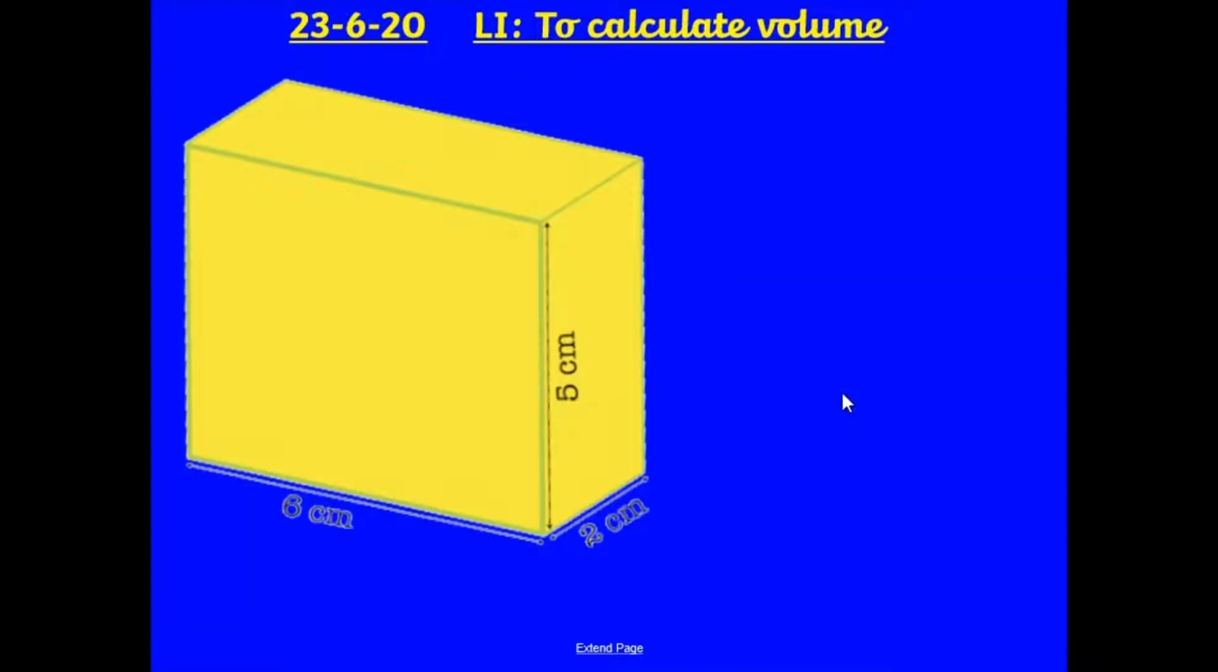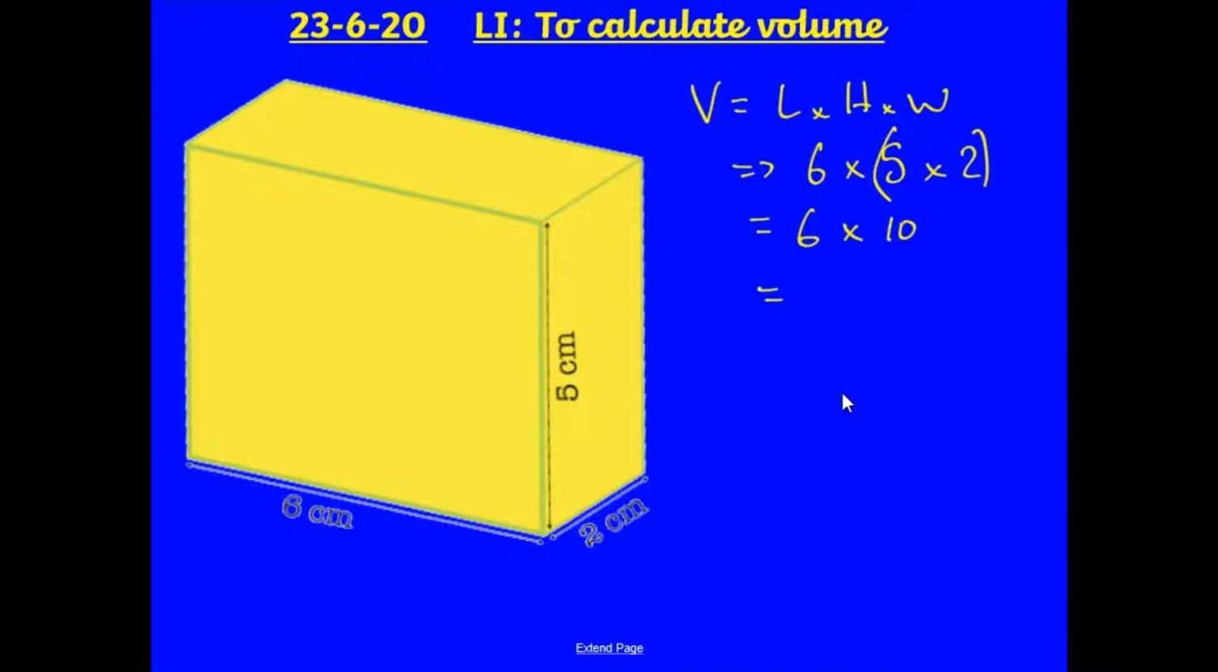Let's have a go at this again. Remember, you can pause the video at any point and have a go yourself. That's not a problem. So volume is equal to length times height times width, which in this case goes to 6 times 5 times 2. Well, the first thing I'm going to do here is 5 times 2, because that's going to make it straight into 10. Okay, so I'm going to do this bit first. So 5 times 2 is 10. 6 times 10 is equal to 60 centimetres cubed.